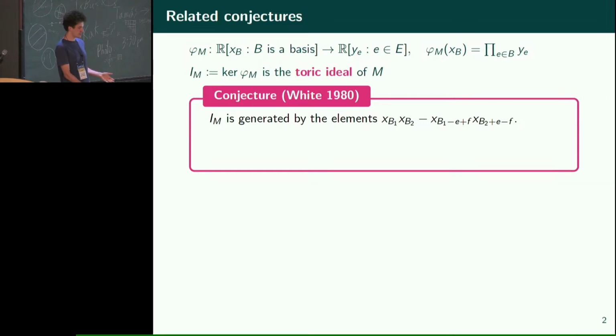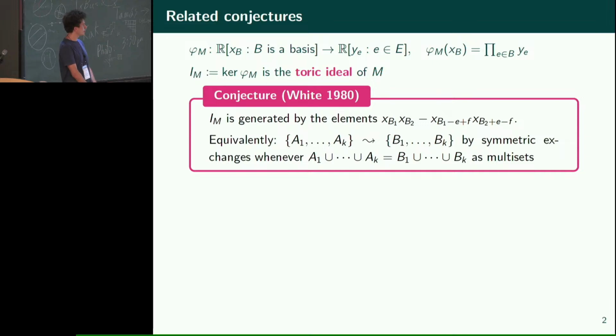And to get a conjecture that is similar to the one that we studied, I can show that this is equivalent to saying that for any set of k bases, you can get to any other set of k bases by symmetric exchanges.